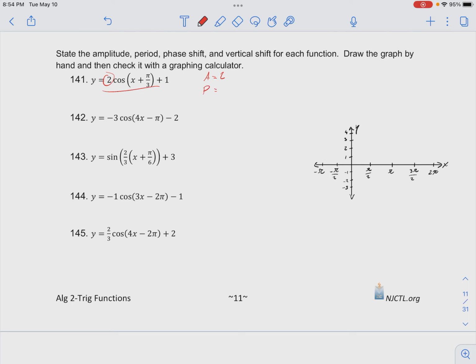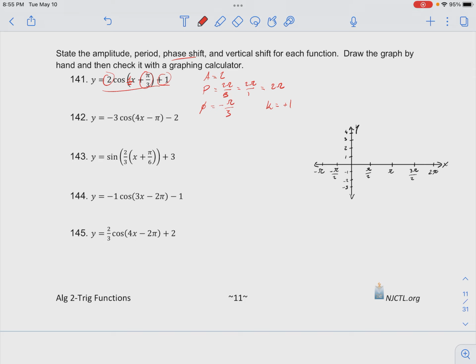Our period p is given by 2 pi over b, where b is the coefficient out in front of this x, so that's just 1. So this is 2 pi over 1, which is just 2 pi. Our phase shift will be the term added inside the parentheses for x. So that'll be a phase shift, I'll call that phi, of negative pi over 3. And we have a vertical shift, this plus k term, this constant term outside of everything. That'll be, let's call that k, and that'll be just plus 1.